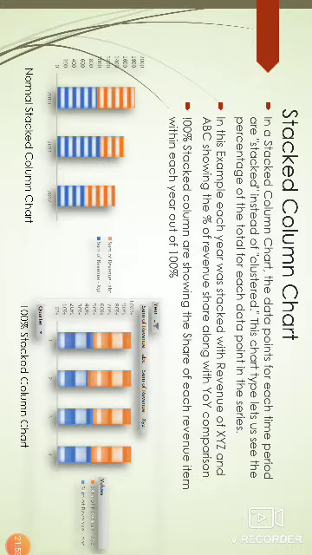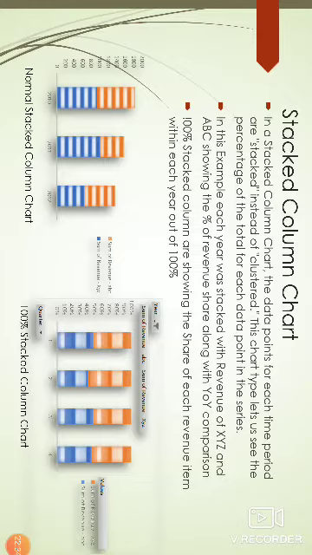Next, the stacked column chart. In a stacked column chart, the data points for each time period are stacked instead of clustered. This chart type lets us see the percentage of the total for each data point in the series. So this is very important. Here each time period is stacked instead of clustered. This chart type lets us see the percentage of the total for each data point in the series.